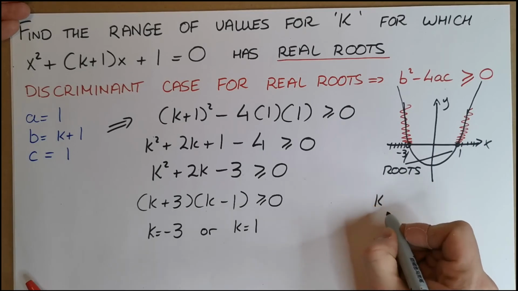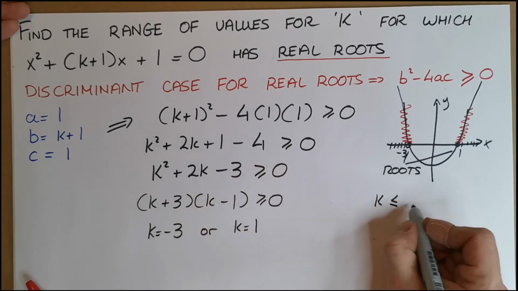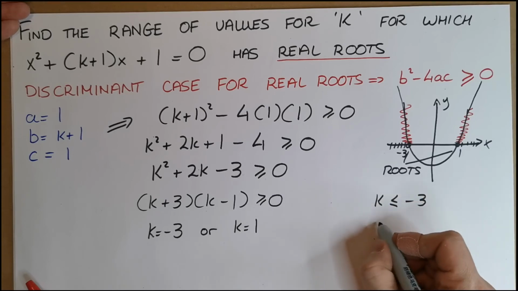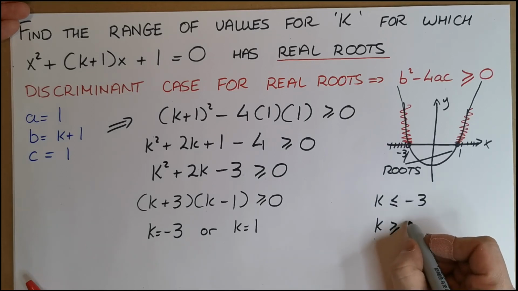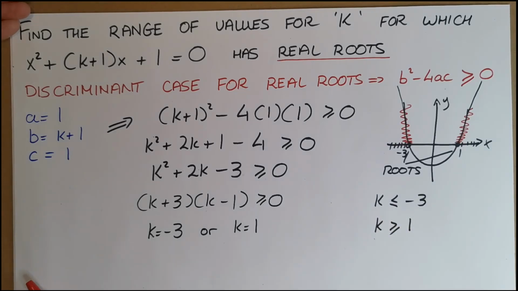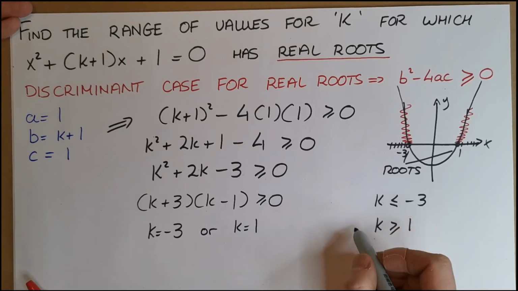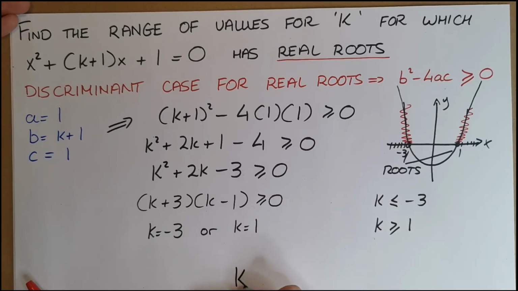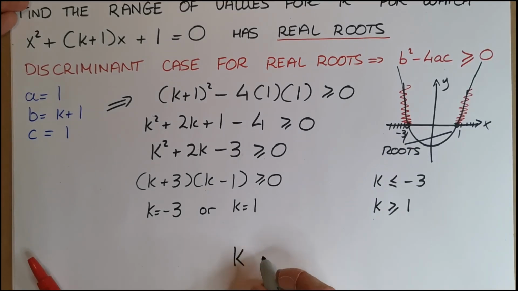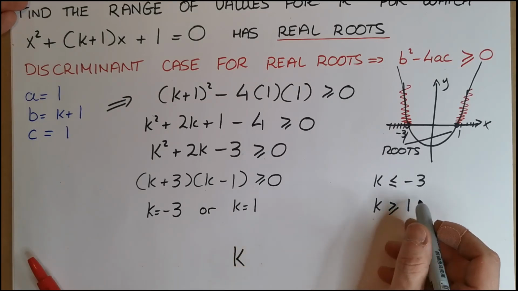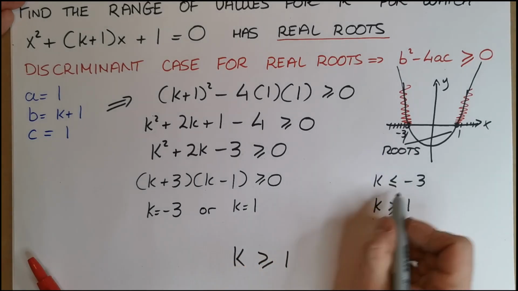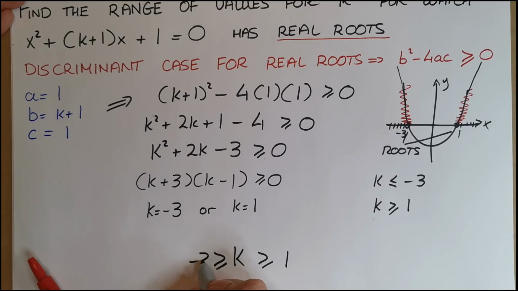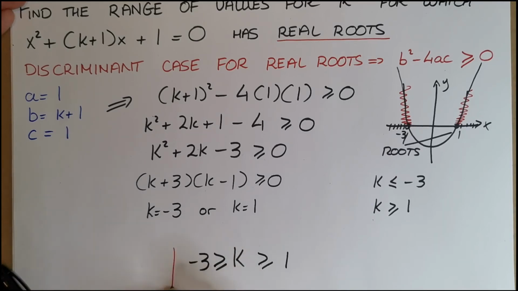How would you write that? Well, k must be less than or equal to minus 3, and also k must be greater than or equal to 1. So that's our solution. And to write that as an inequality, you could leave it like that, but I usually start with k in the middle. I usually put the larger value, which is 1 in this case, to the right hand side. And now the less than minus 3 we can write like this. You don't often see them written like that, but that's a good answer for you.